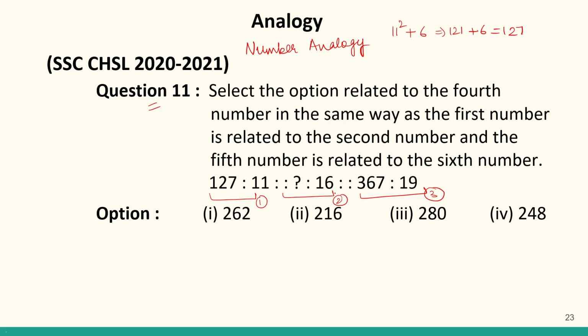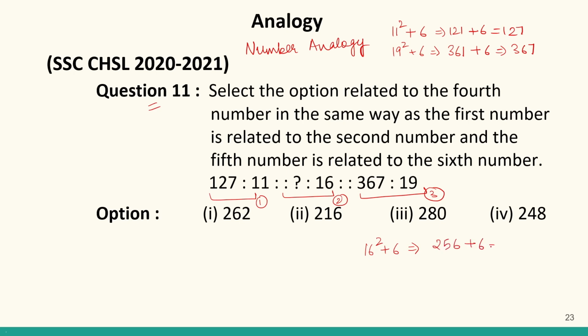So this is what I can figure out with pair number 1. But then I have to recheck it with pair number 2. So if I add 6 into 19 square, 19 square is how much? 19 square is 361. So if I add 6 in 361, I'll get 367. So this also follows the same logic. First we are squaring the number and then we are adding 6 into it. So let us do the same thing for 16. 16 square plus 6. So 16 square is 256.